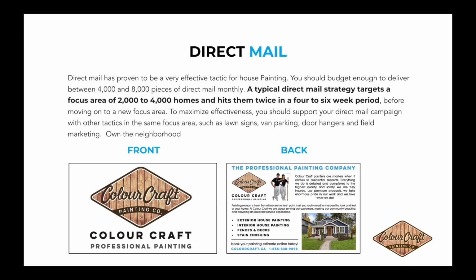A typical direct mail strategy targets a focus area of about 2,000 to 4,000 homes, hits them twice in a 4 to 6 week period before you move on to a new area. So what I like to do to maximize is, you hit an area, and meanwhile, while you're hitting that area code with your direct mail, you've also got your door-to-door marketers going out, and they're carrying door knockers. And then you've also got signs all over the area. And you'll find that you kind of just move in these clusters.